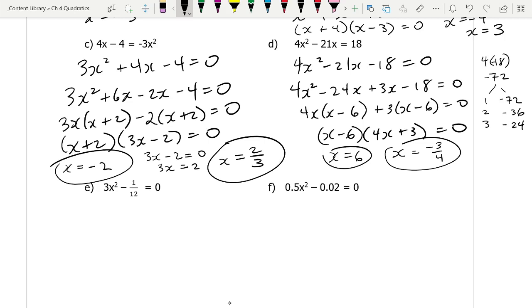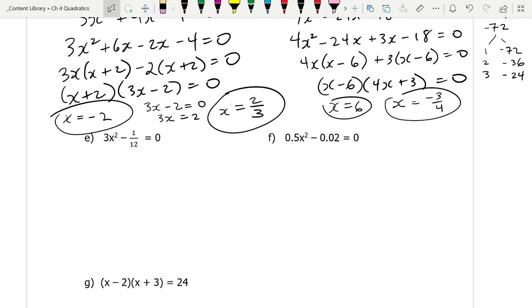All right. Now a couple of difference of squares. I know what you're saying. You're saying a 12th isn't a perfect square. Fine. Let's make it a perfect square. Times both sides of this equation by 12, and looky there.